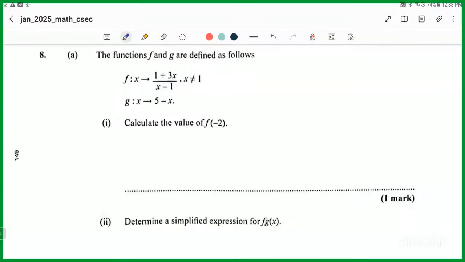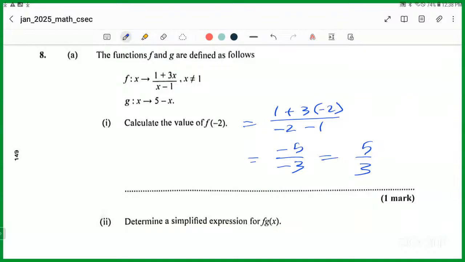Alright? However, it says calculate the value of f of negative 2. Negative 2 is okay. We can put negative 2 in the function right here and work it out. So this is just simply equal to 1 plus 3 times negative 2, that's where the x is right here, divided by negative 2 minus 1. This is negative 6 plus 1. That's negative 5 on the numerator. And negative 2 and negative 1 is negative 3 on the denominator. The negatives cancel, and so the final answer is 5 over 3. I can put 1 and 2/3.